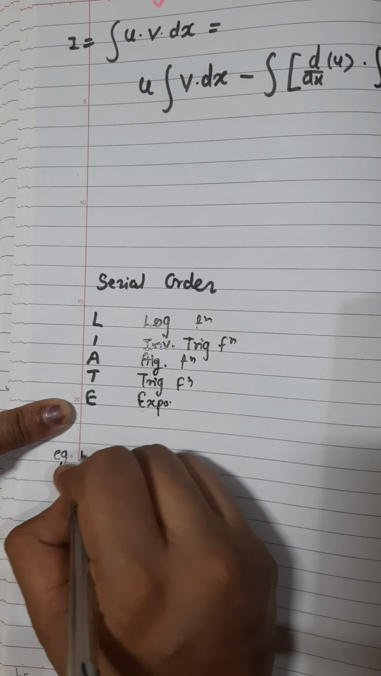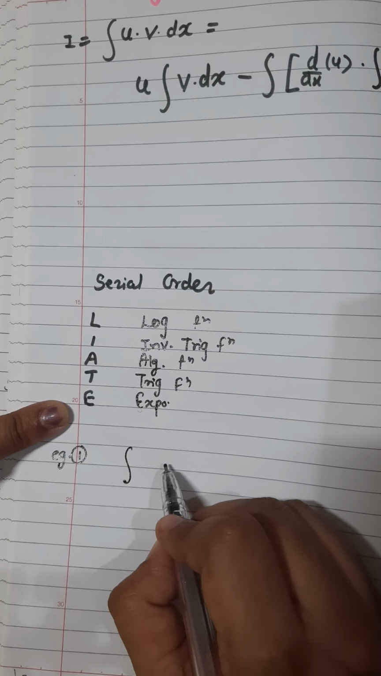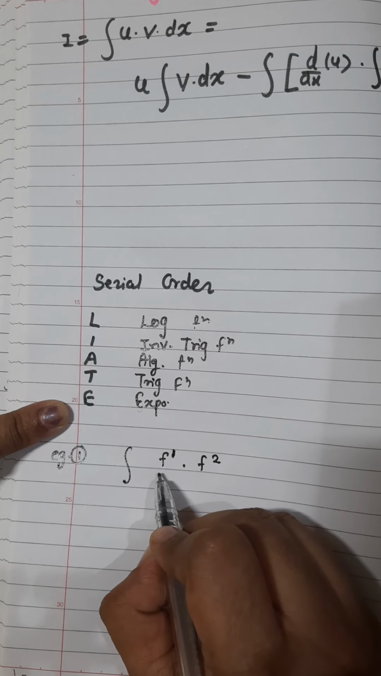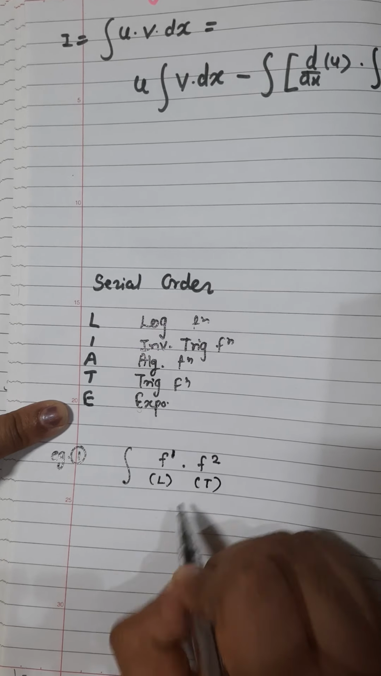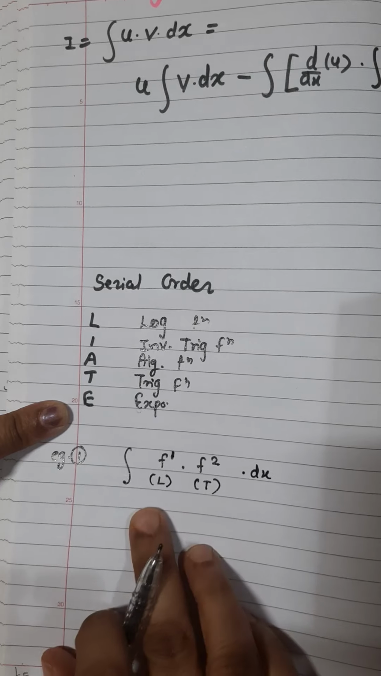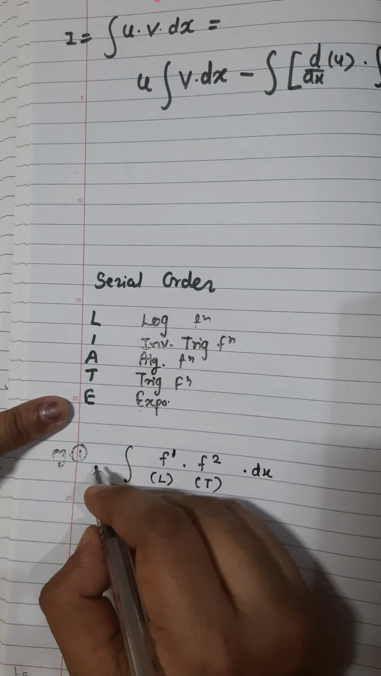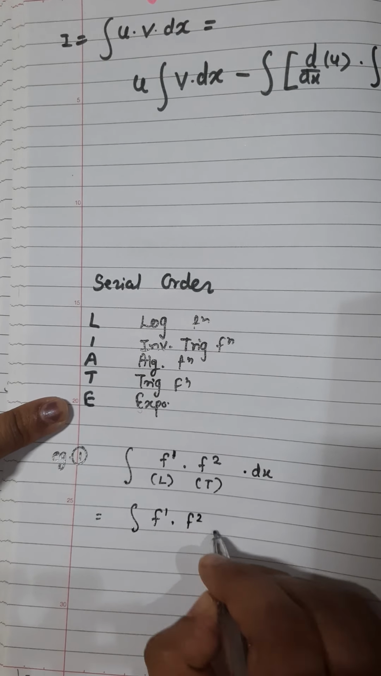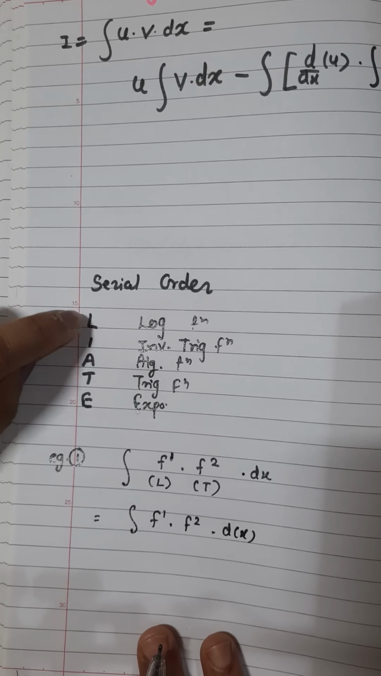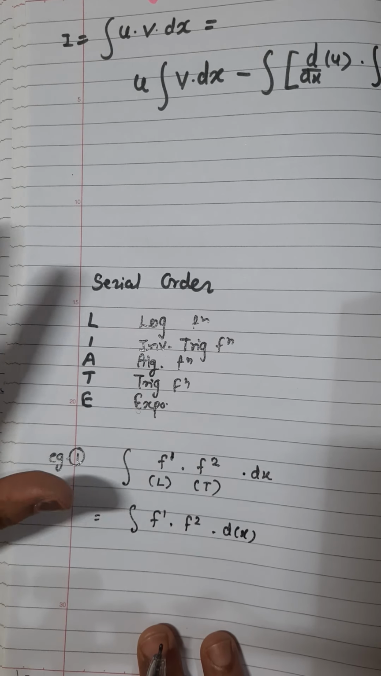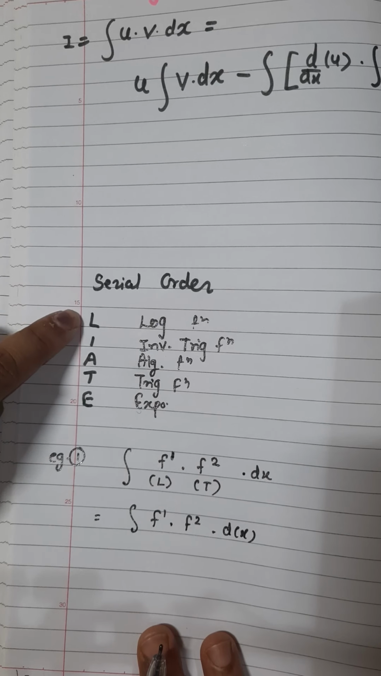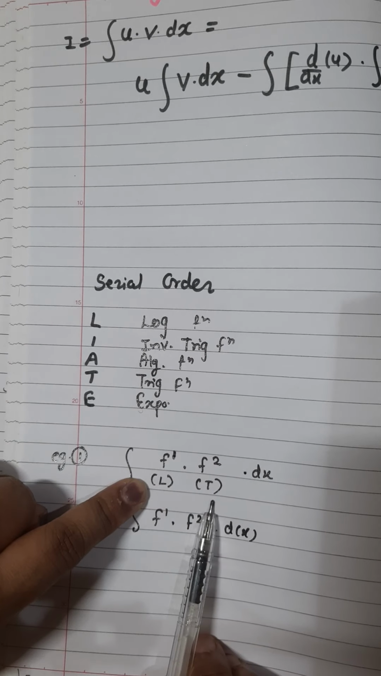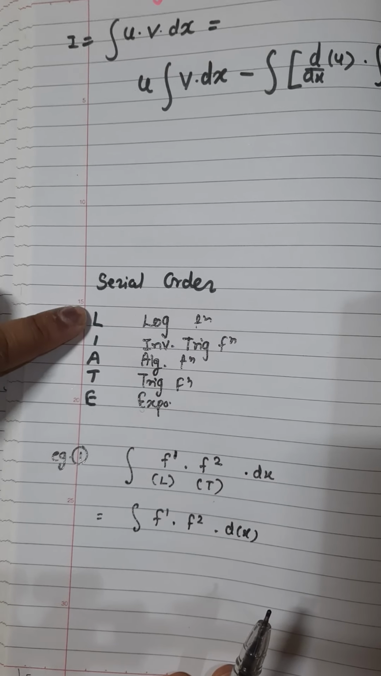Suppose, say example 1. In the first case they give you function 1 into function 2, in which let's say this is logarithmic and this is trigonometric. Okay, so here we are keeping the order the same, we are not changing it, because whatever is the given question, first check whether log exists, then log should come first, then after that inverse will come. Now here the order is L and T, so L comes first, T comes later, right?